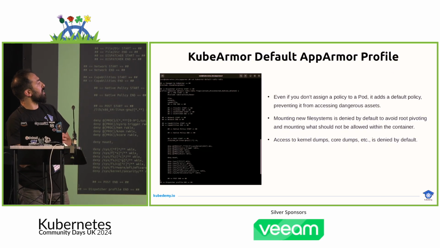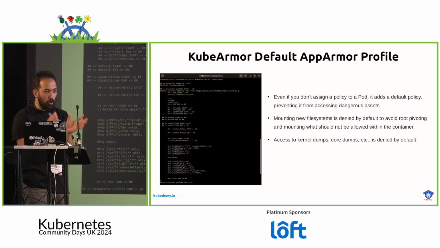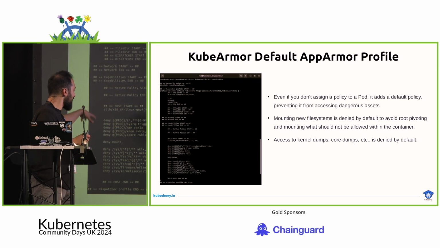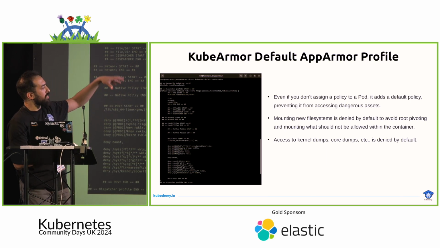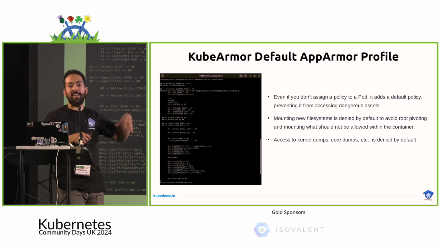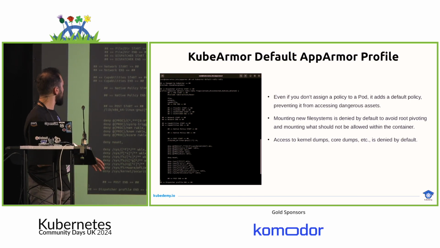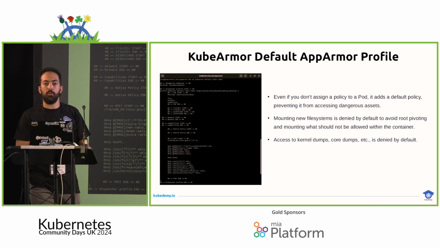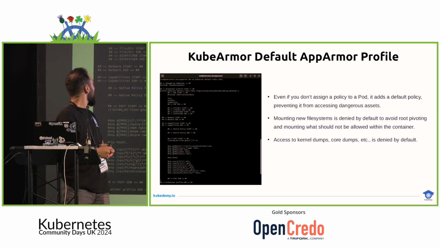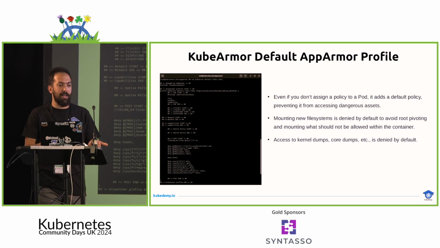And the next thing is, even though you do not define any profile, any AppArmor profile, KubeArmor itself provides a default profile which denies the application and the container from accessing dangerous assets within the system. For example, it doesn't allow the process to access the proc directory, the proc mount point, and it doesn't allow the process to get to the security features your Linux provides at the moment.